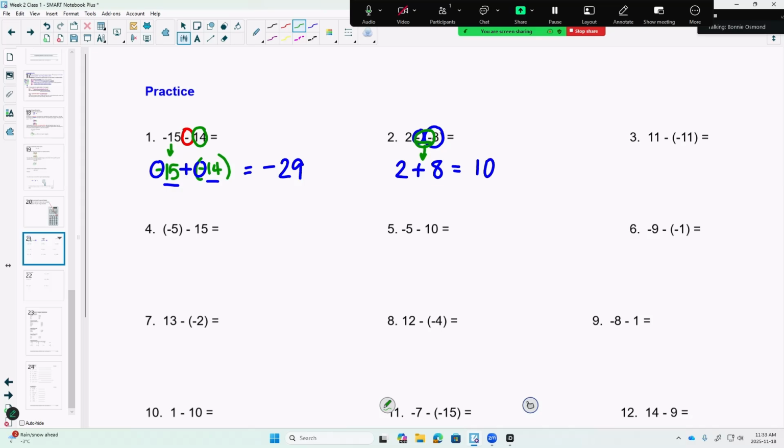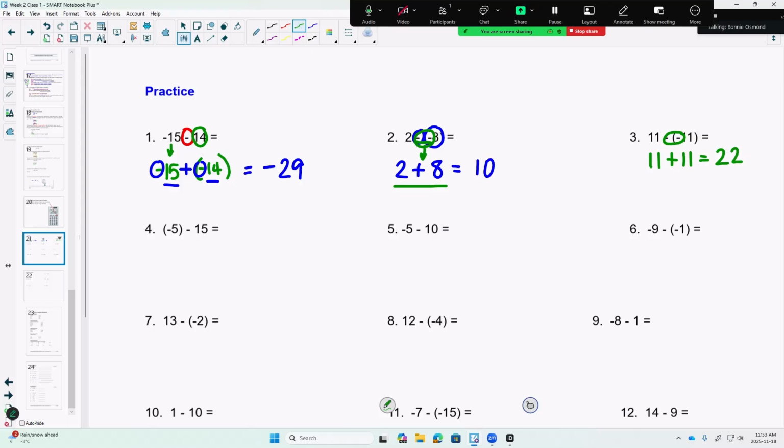So 2 minus a negative 8 is the same as 2 plus 8. In number 3, we've got 11 minus negative 11. So instead of thinking about, oh, what do I have to do, step 1, 2, 3, I can just say, well, two negatives make it positive. So 11 plus 11 equals 22. Okay, so it just shortens it a little bit, but you have to be careful. Make sure you understand it before you do it, because you might forget something.